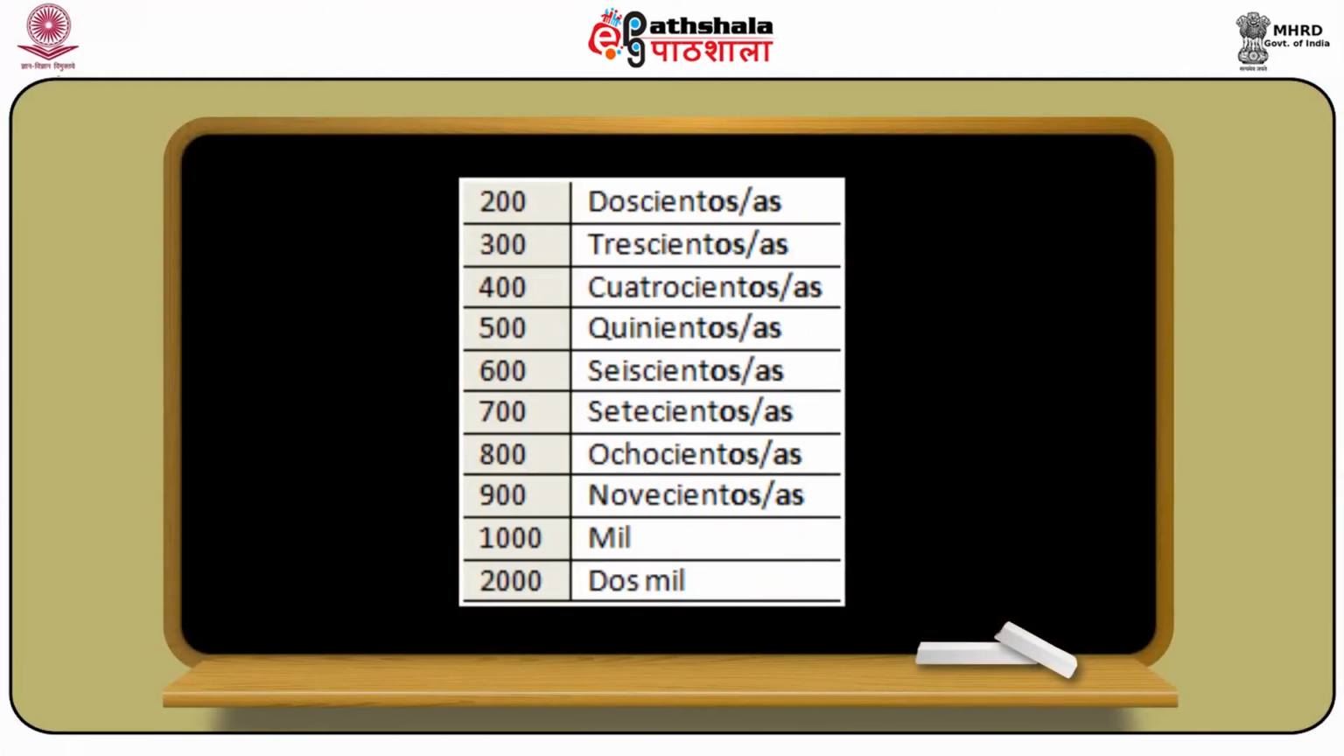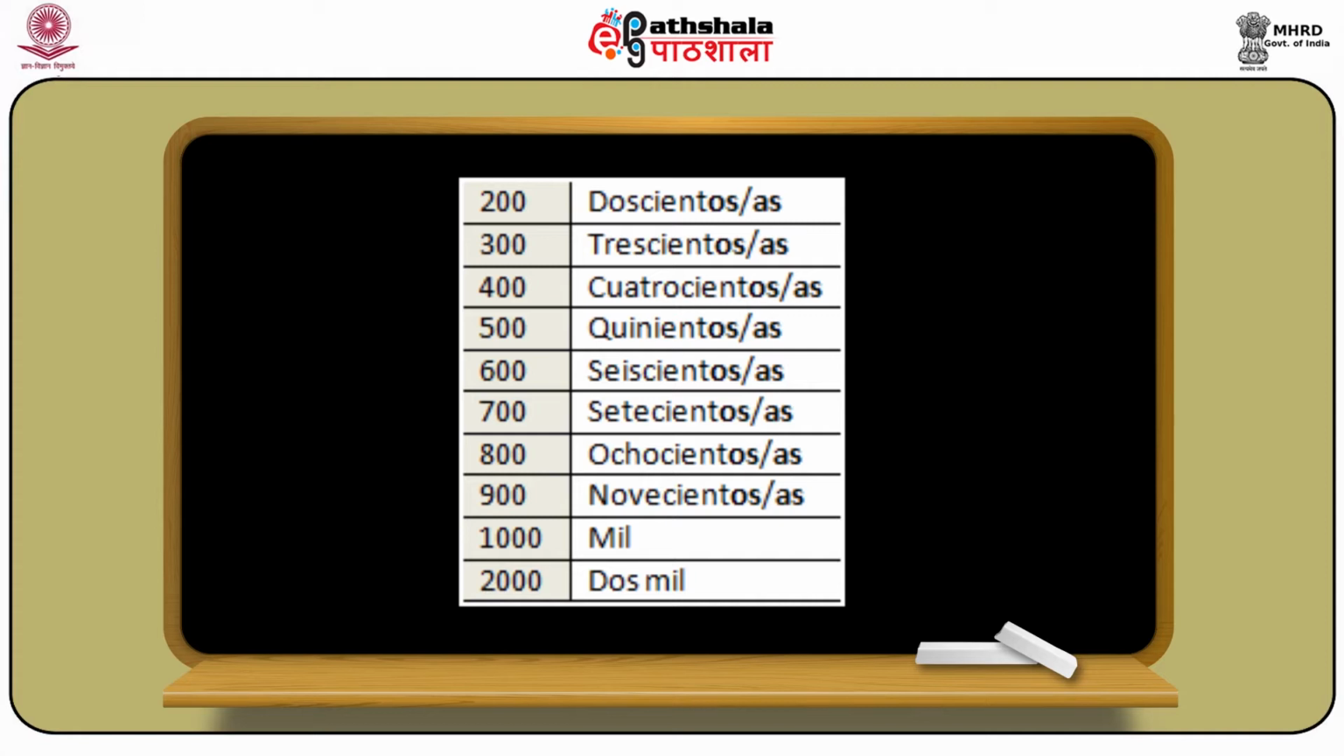So after cien, after 100, you have learned how to say 101, 102, that is ciento uno, ciento dos, likewise, till you reach 199. After 199, the number is 200. So how do we say 200 in Spanish? It is doscientos, or doscientas, so 200 is doscientos. 300 in Spanish will be trescientos.